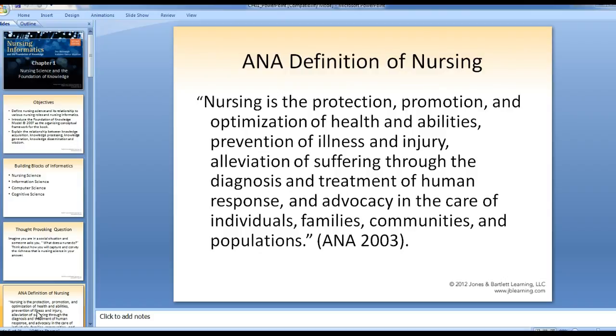So let's break this down real quick. So nursing is the protection, promotion, and optimization of health and abilities. Okay, so we're not saying here nursing is the treatment of disease, right? We protect, promote, and optimize health.